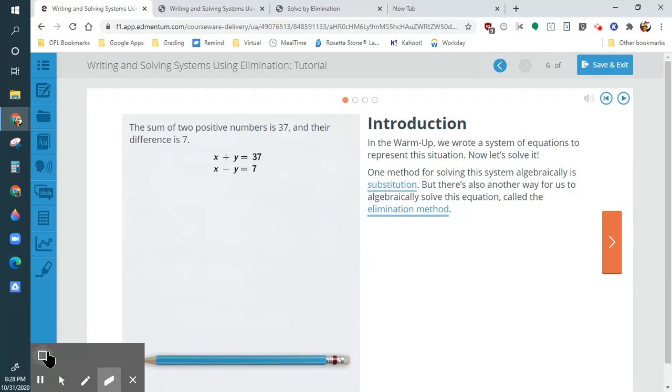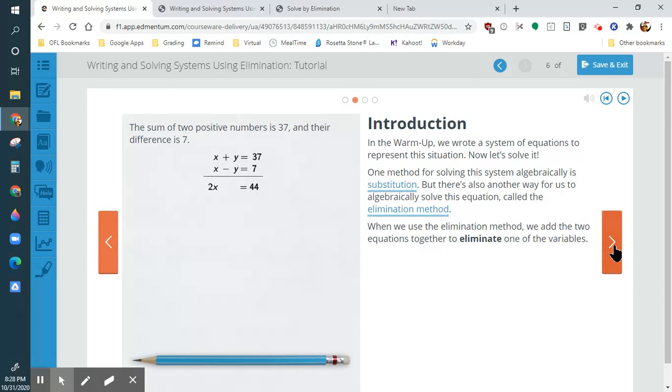Let me just erase this. All right, so now we're going to figure out how to solve this. So if we look here, x and y are kind of negative. So if we added them together, what happens is that y cancels out. So there's two ways of doing it: by simply adding, and there's going to be some times where we subtract. But since they're already negative, might as well add them together.